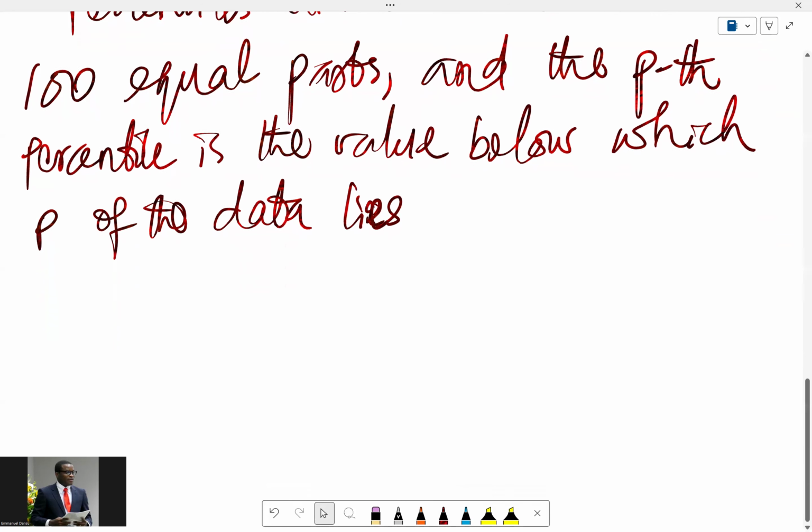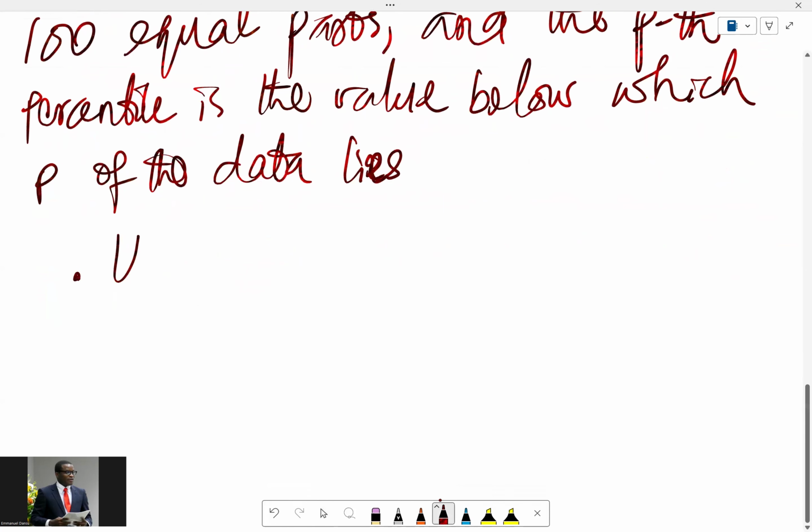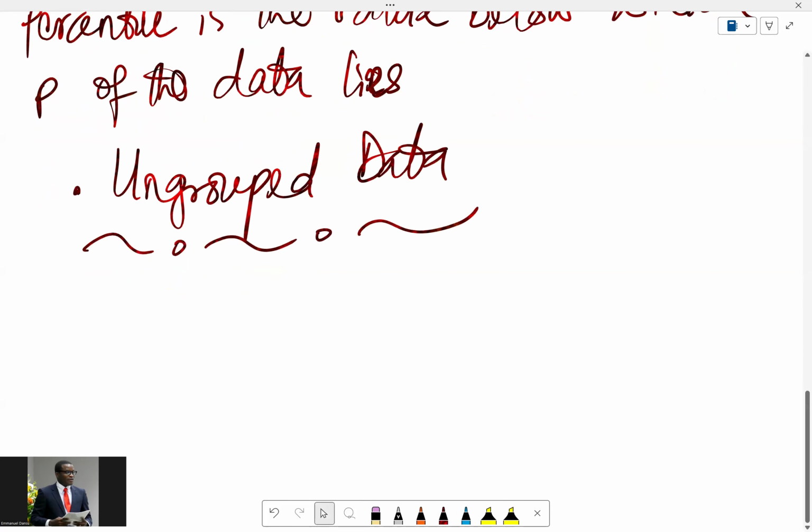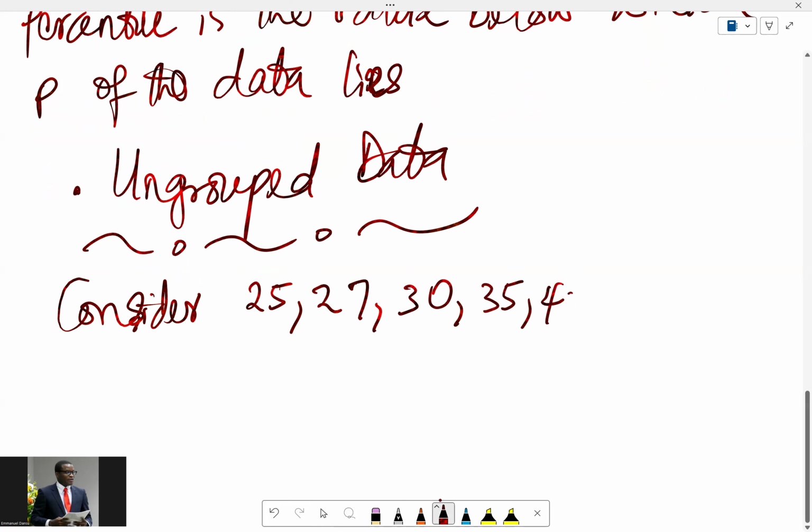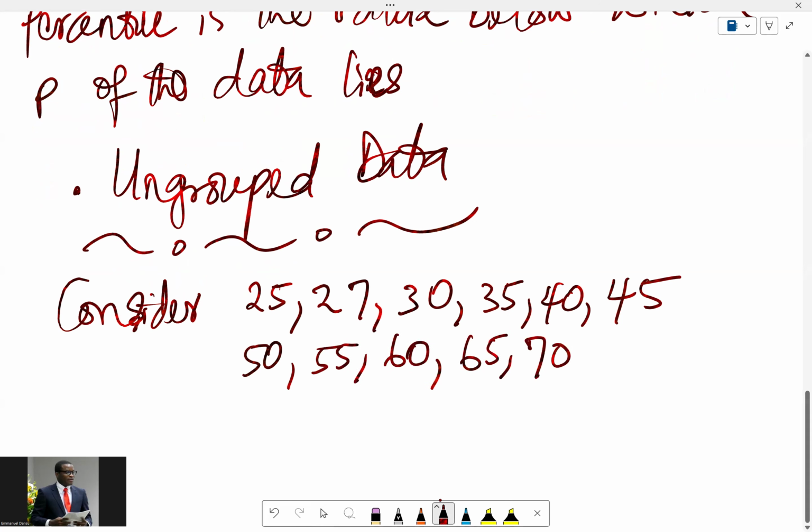So let's try to calculate percentiles for ungrouped data. Consider 25, 27, 30, 35, 40, 45, 50, 55, 60, 65. This has been arranged to make it easy. Just like in the case of the median, you always need your data arranged in ascending order to be able to calculate percentiles. Here you have 11 data points.